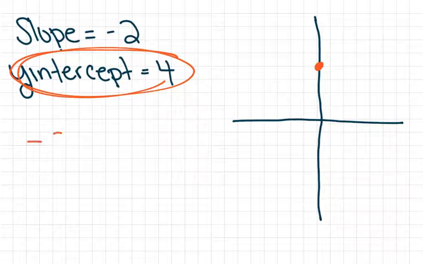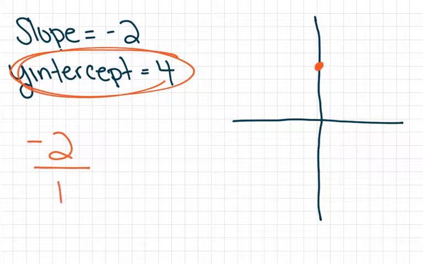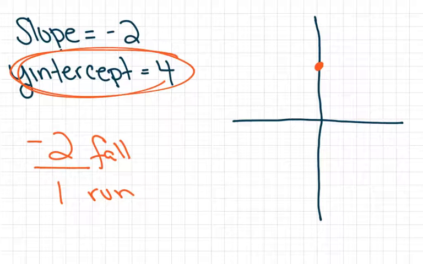If my slope is -2, please remember that it's written as -2/1, which means I fall 2, and then I run 1. Okay, so if I fall 2, down 2, run 1, fall 2, run 1, I can keep putting those dots on there. And I'm going to play connect the dots.